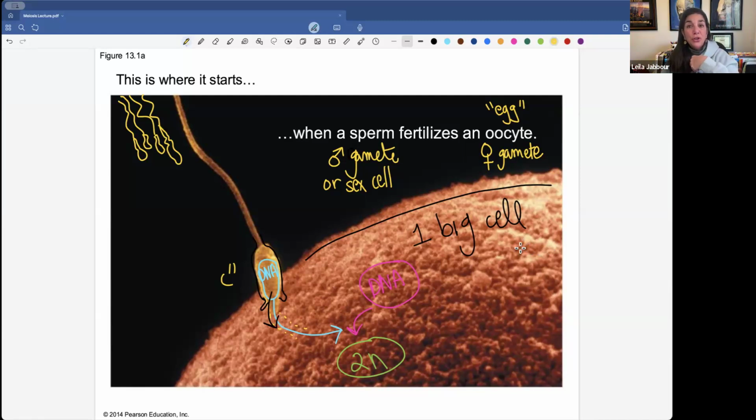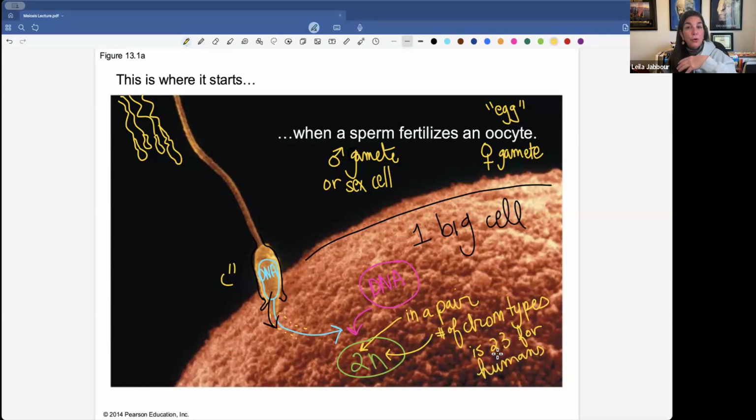Our cells, all the cells in our body, are 2n. That means they have each chromosome in a pair. And n is the number of chromosome types. So organisms have chromosomes in pairs, most organisms, eukaryotic, humans. And for humans, the number of chromosome types is 23.